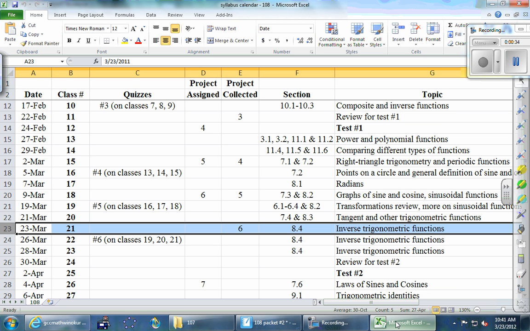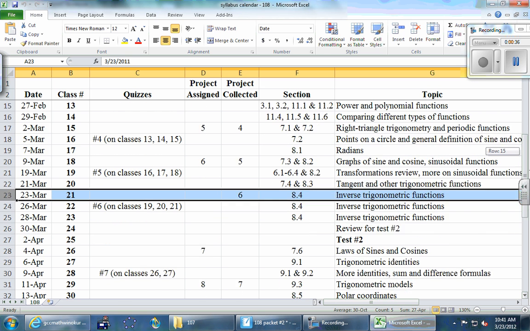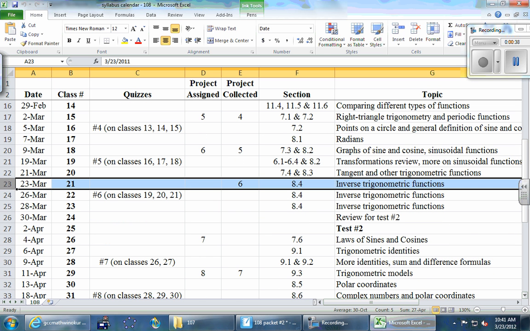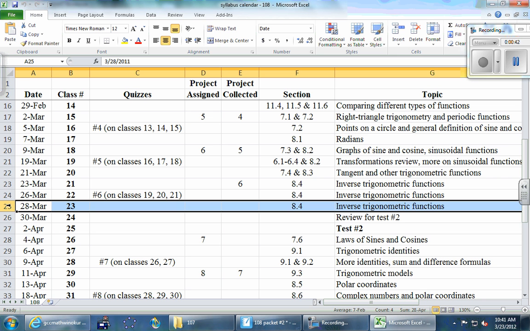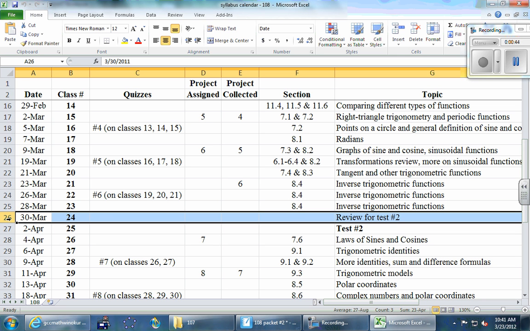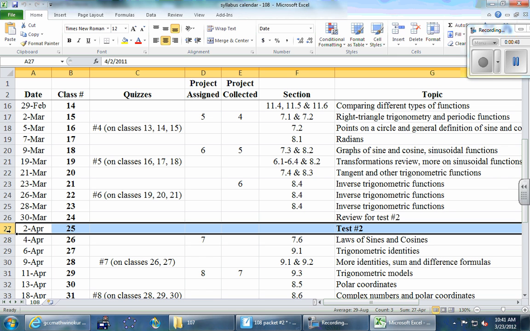All right, so given that the calendar is right here, let's also look at the next couple of days. So today and Monday and Wednesday, we're going to talk inverse trig functions. Friday, 1 week from today, is our review day. And then 1 week from Monday is our second test. It is not too early to start studying for our second test, a week from this coming Monday.